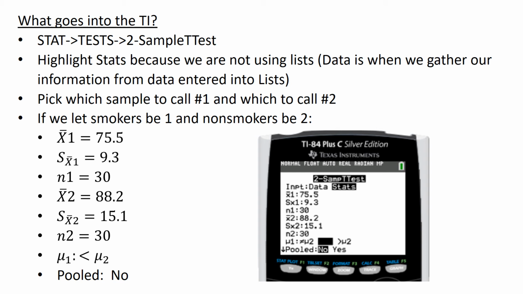The next row is pooled, and we just always hit no. We are not pooling anything here. So pooled, hit no, and just always do that. Always, always.